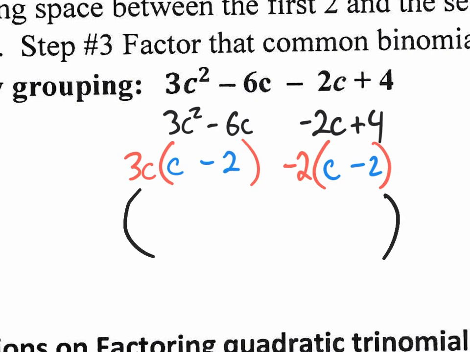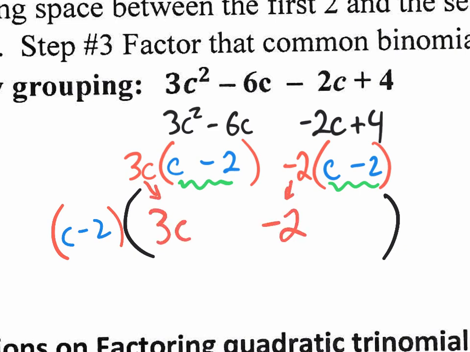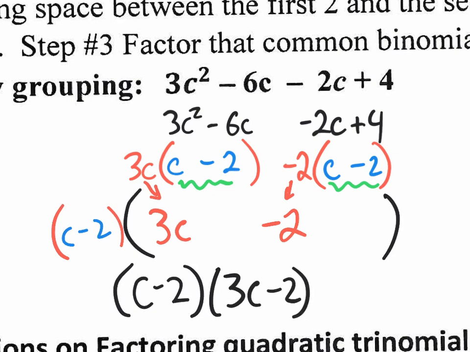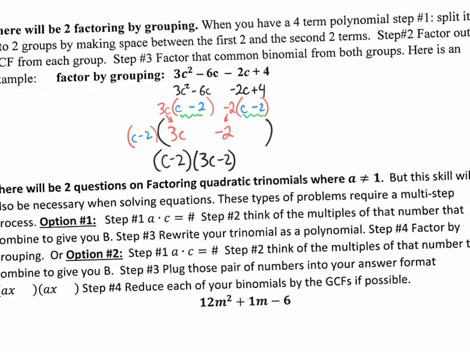And now you take a step back, I want to zoom out a little, and you recognize that there's a common binomial right here and right here in both groups that I'm going to factor out. So I'm going to pull out that common binomial of c minus 2. And what would be left on the inside? The 3c is left on the inside, and also the minus 2 is left on the inside. So here's the factored form answer: c minus 2 times 3c minus 2. That is your answer. Do you get it? I hope so. So there's going to be 2 of those. They do take a while.